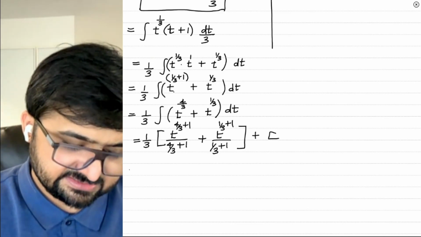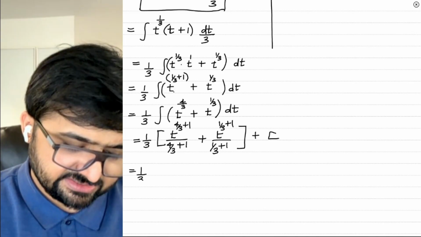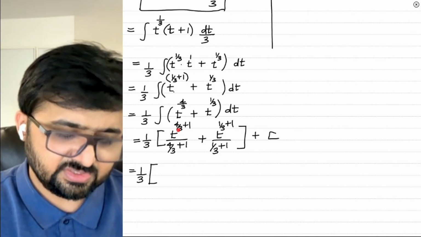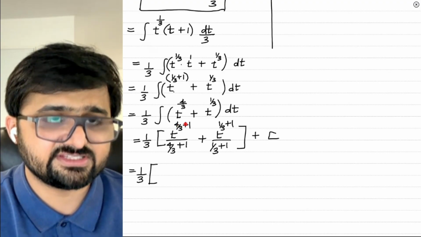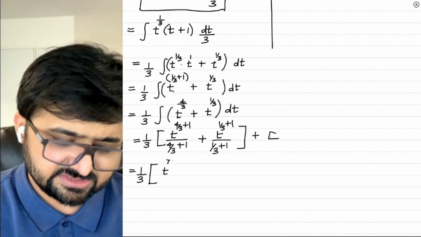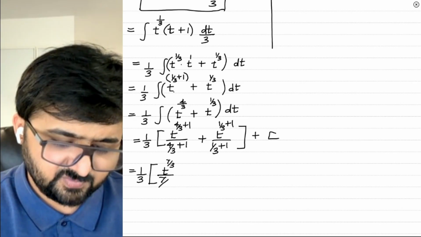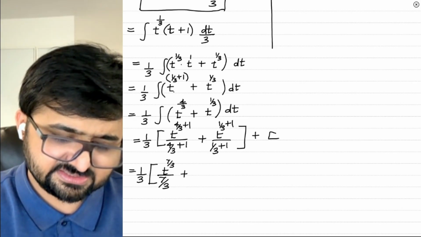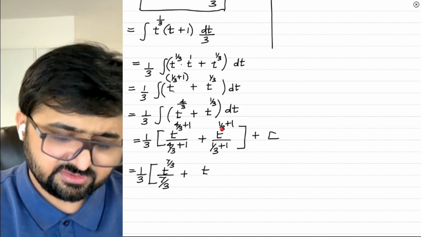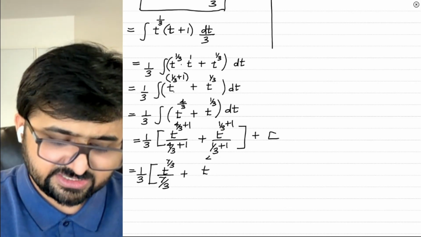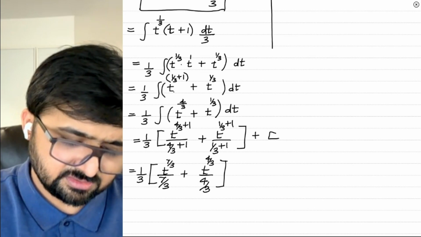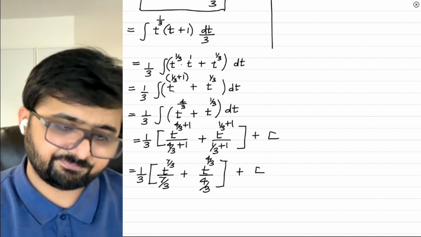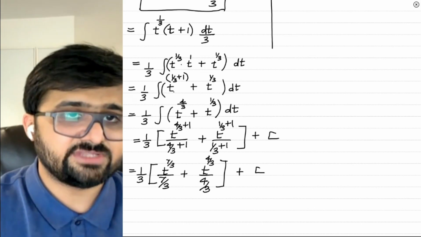Okay, I hope that makes sense. Is equal to 1 by 3. Now 4 by 3 plus 1 is 7 by 3, because 4 plus 3 is 7, by 3. So 7 by 3 divided by 7 by 3, plus t to the power 1 by 3 plus 1 is 4 by 3, divided by 4 by 3, plus c. Okay, I hope that makes sense.